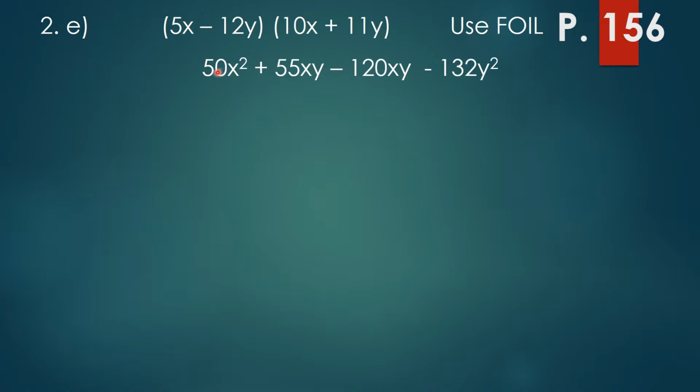Collect like terms. The only like terms are 55xy minus 120xy. So you get 50x squared minus 65xy minus 132y squared, since 55xy minus 120xy gives you negative 65xy.